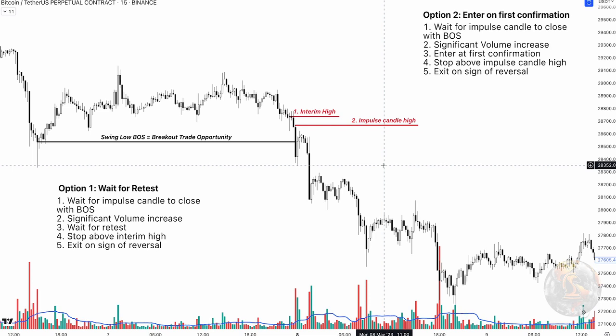That is breakout trading. It works the same on the downside as it does on the upside. You wait for an impulse candle to close, confirm your break of structure. You monitor for a significant volume increase on that breaking candle. You wait either for a retest or you enter at first confirmation, depending on your strategy. You put your stop loss above the interim high or interim low, if it's the other way around, or you put it above the impulse candle high or low, and finally you exit on the sign of a reversal.